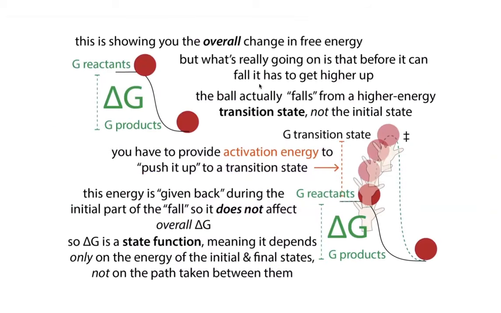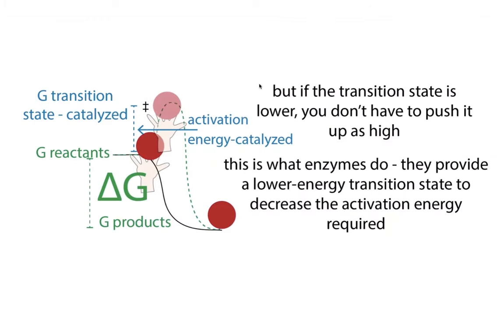Remember that delta G is a state function. It depends only on the initial and final states, so only on your reactants and your products and the difference in energy between them. But the path to get between them can be very, very different, and the enzyme can alter this path. We're going to talk a lot about different ways that the enzyme can do this, such as by having binding interactions that offset the cost to get to that activation energy, and that will also provide our specificity. We'll take a look at this sort of thing in a minute.